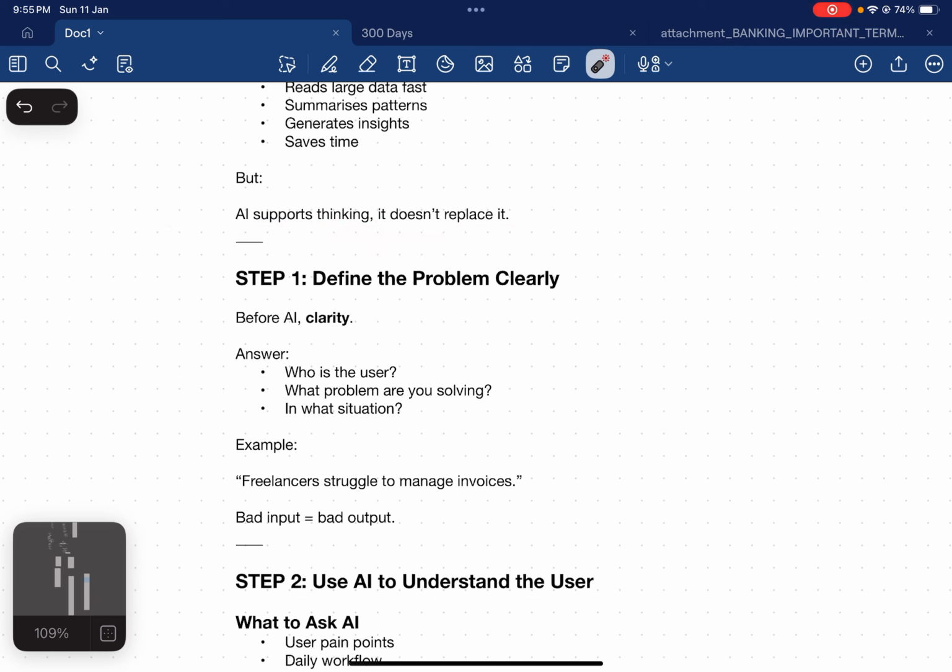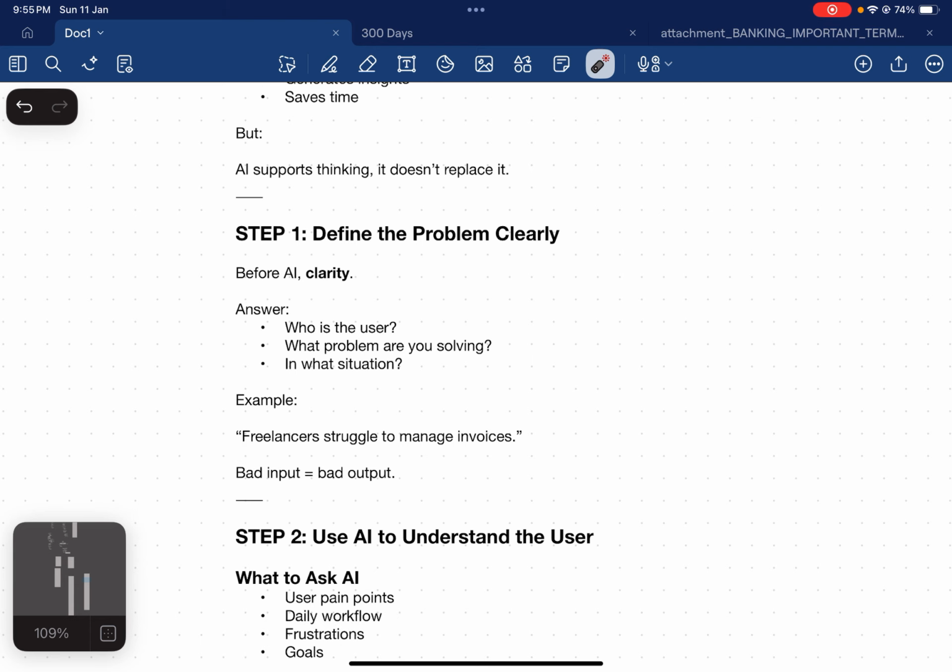Okay, so AI supports thinking, it does not replace it. You have to go to the actual market, meet your actual customers, and talk with them. So it supports thinking. It can help you in critical thinking, but it does not replace everything.